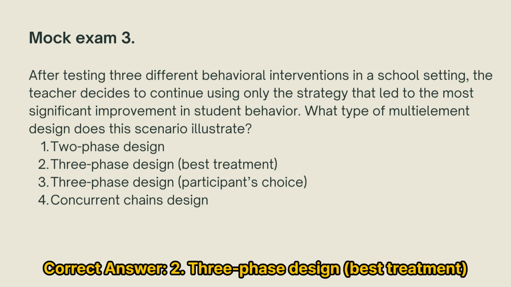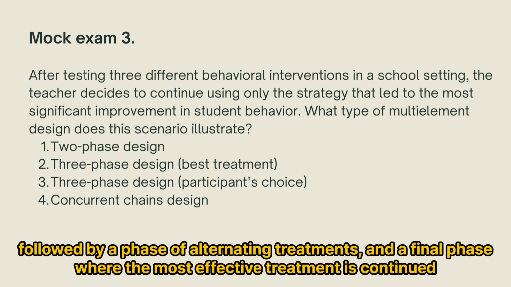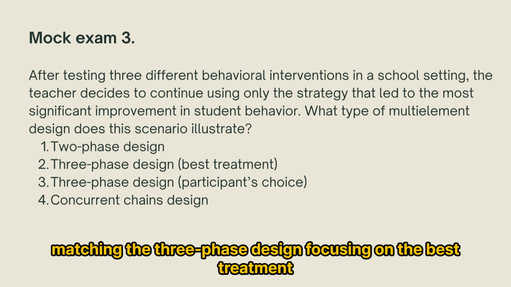Correct answer 2. Three-phase design best treatment. This design involves an initial phase, could be baseline or alternating treatments, followed by a phase of alternating treatments, and a final phase where the most effective treatment is continued. The scenario describes testing and then continuing with the best performing intervention, matching the three-phase design focusing on the best treatment.